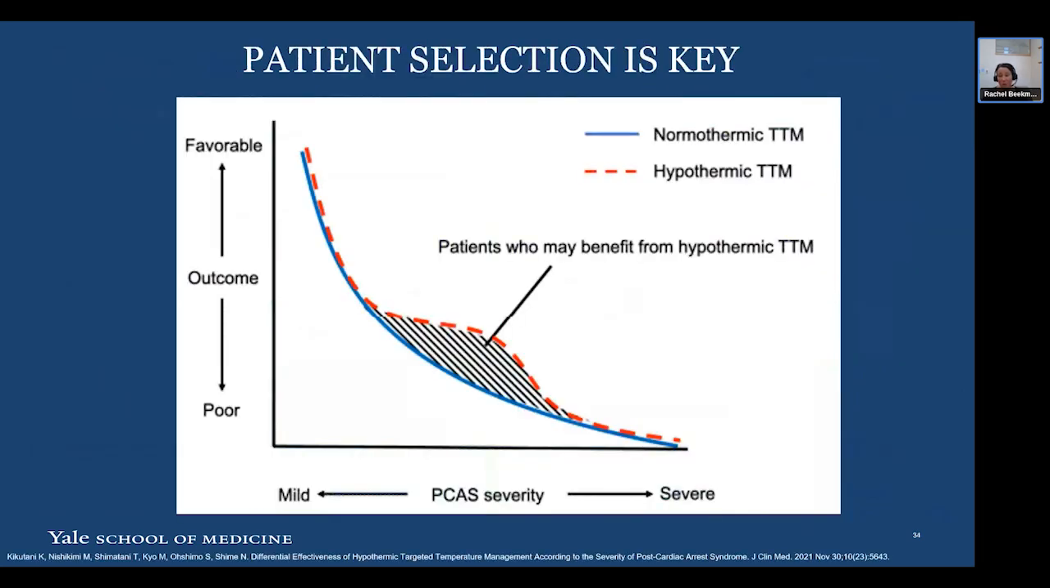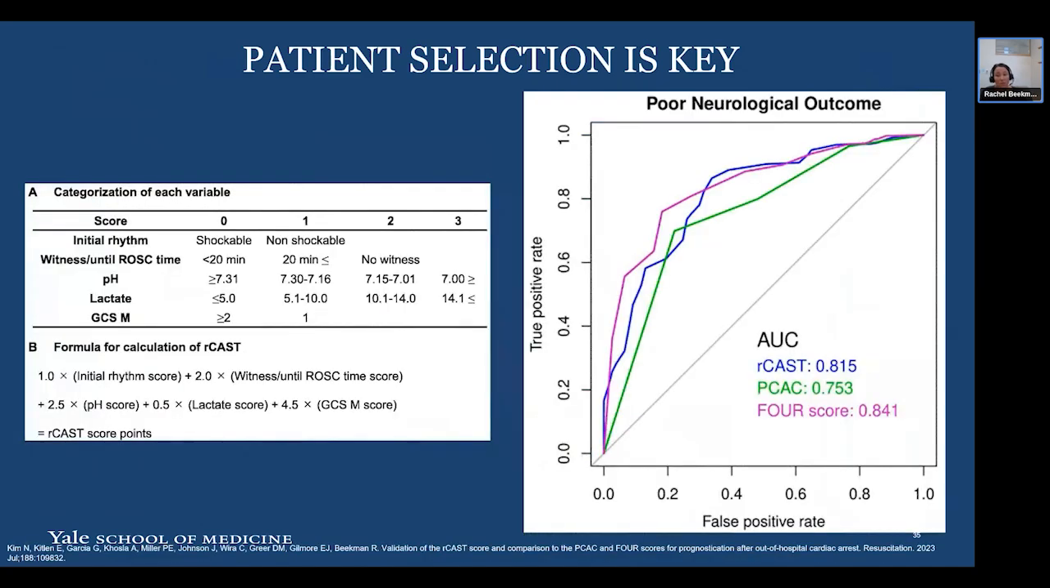Going back to this figure that I showed earlier, we need to design trials that enhance enrollment of those in this middle group, the population whose outcome may be positively altered by treatment with hypothermic temperature control. While some of the tools that have been defined, including the RCAS score and the PCAC score, these tools also require some neurologic evaluation. The RCAS score requires a GCS motor score, and the PCAC score requires an evaluation of brainstem functions, which may not be feasible at every center.